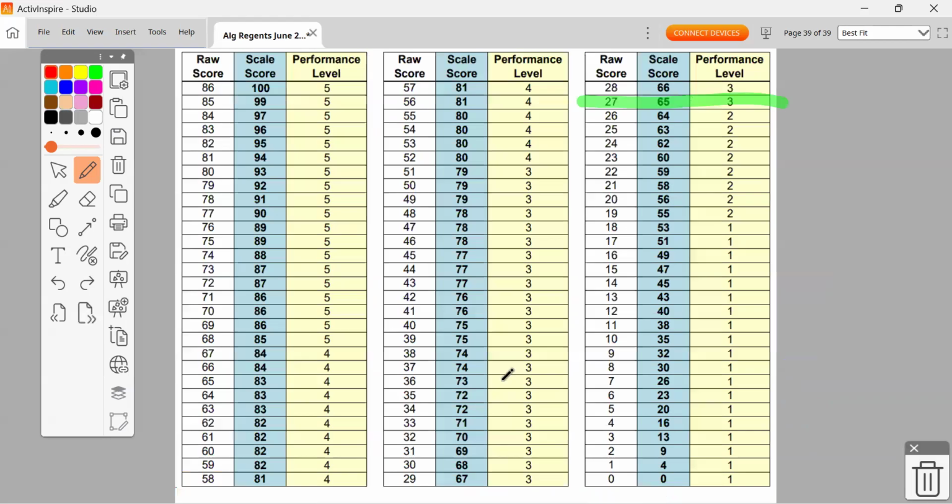Here's the scale score. You needed 27 credits to pass.